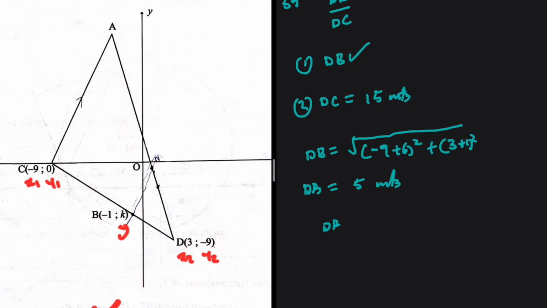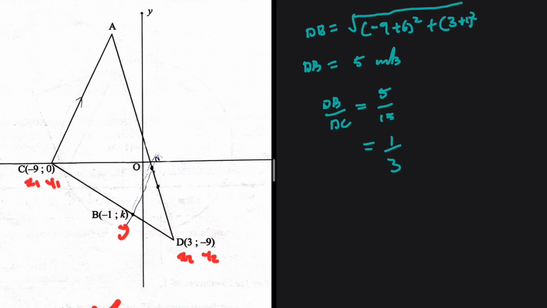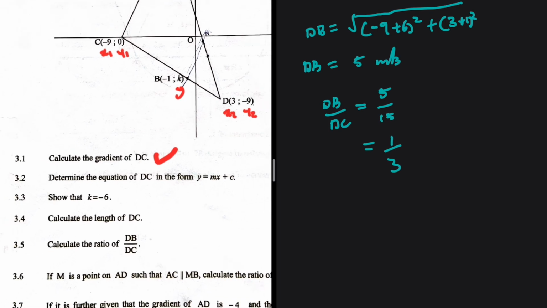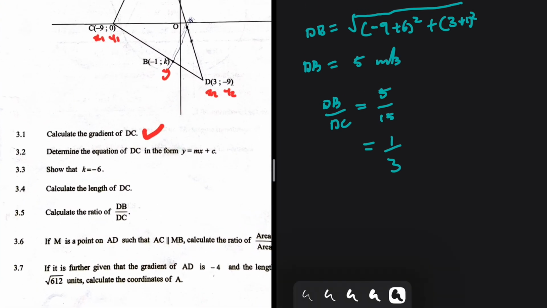So dB over DC is equals to, what is dB? dB is 5, DC is 15. So this is equals to 1 over 3. So there we go. Right. I do realize that there are other ways we can use to solve this question. But if you get to 1 over 3 and then you didn't break any rule, you should probably be fine. And then that is 3.5.